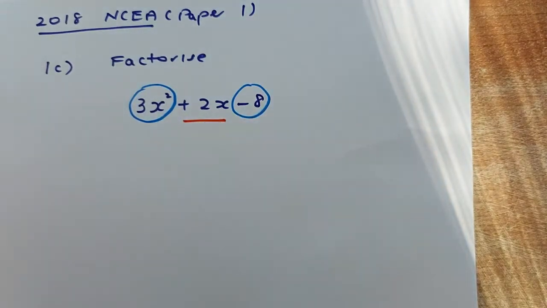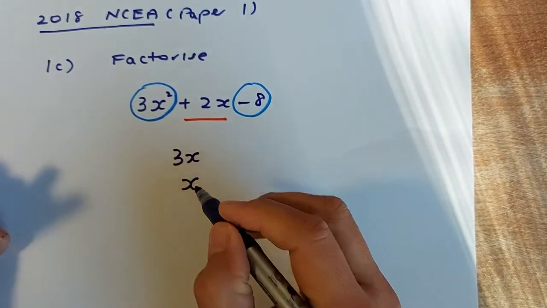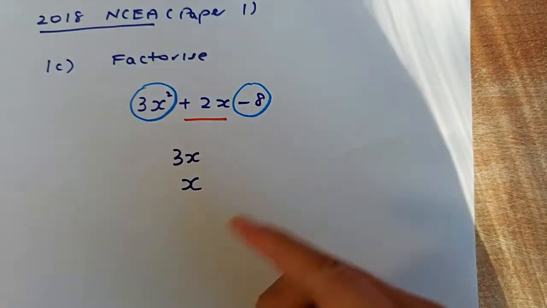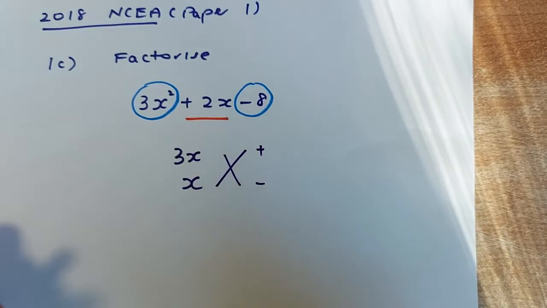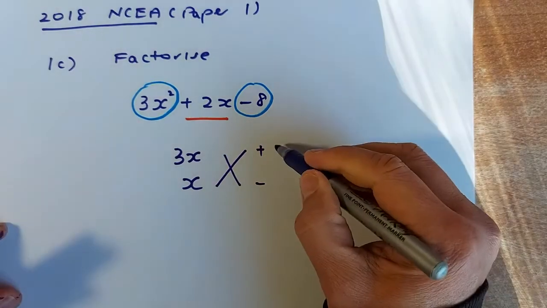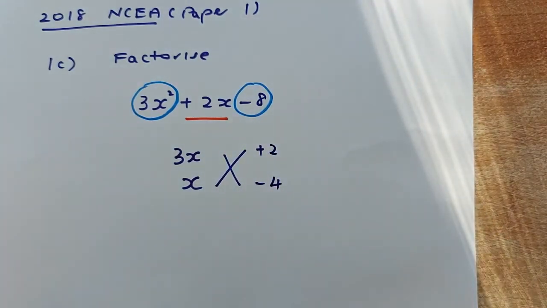So the first thing again, you are going to put in the possible factors of 3x squared. So the only possible factors is 3x multiplied by x. So negative 8 means one of the answers has to be positive and the other answer has to be negative. So there are many possibilities. It could be 8, 1, 4, minus 2, or whatever. So now we are going to try and error. So we're going to put 2 and minus 4. And we are going to try it out.